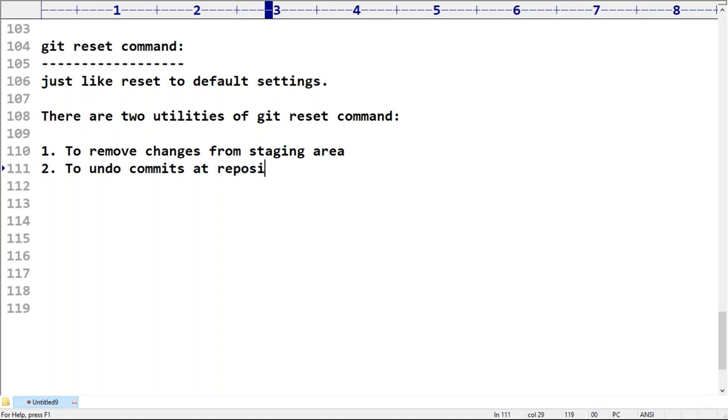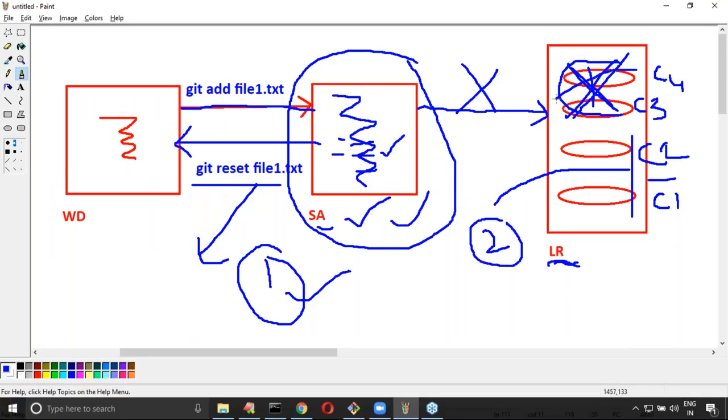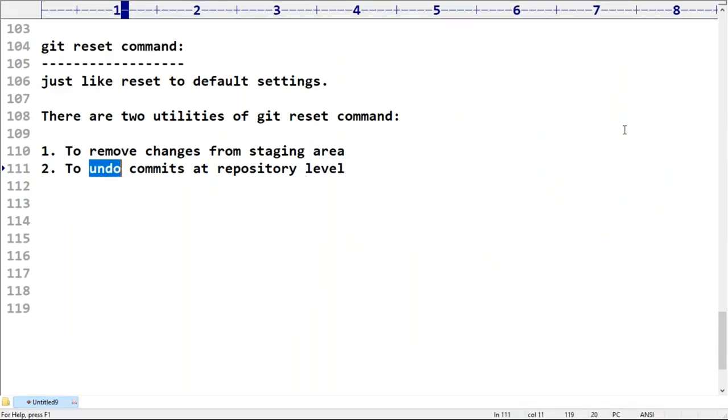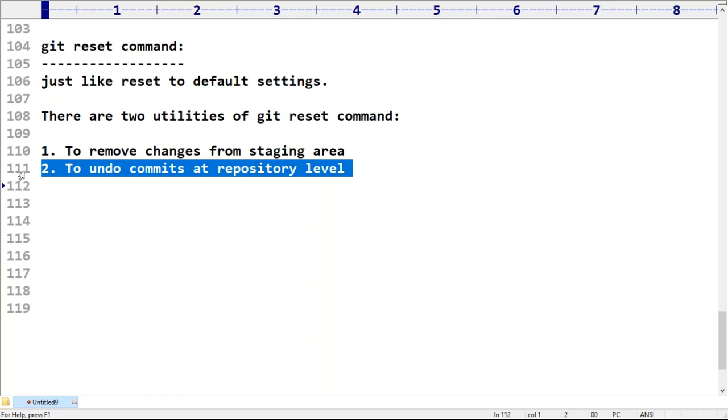at a repository level. So undo commits, boss. Can you please discard these two commits? I want only these two commits. Then, if you want to undo commits at the repository level, that is the second utility.